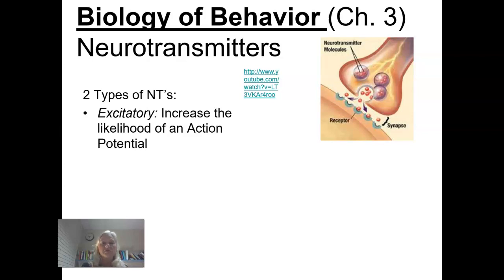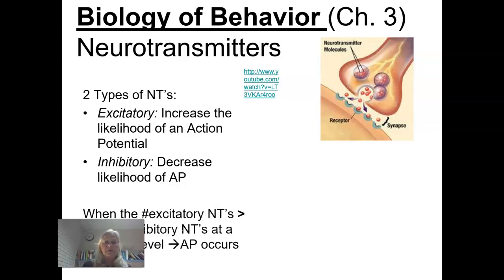There are two basic types of neurotransmitters. One type is called the excitatory neurotransmitter. This increases the likelihood of an action potential, which you watched about in yesterday's video. The second are inhibitory neurotransmitters. These decrease the likelihood of an action potential. Now I'm going to try to explain something here. When the number of excitatory neurotransmitters is greater than the number of inhibitory neurotransmitters at a critical level, then the action potential occurs. And as you know, that's when the neuron fires, it sends the electrical signal down the length of the axon, and then it stimulates the synaptic vesicles to move towards the presynaptic membrane.